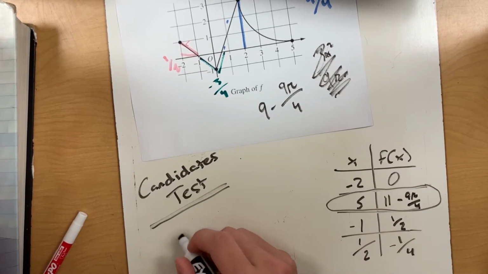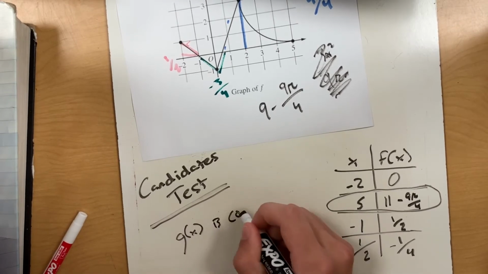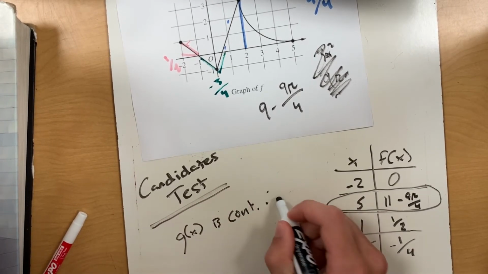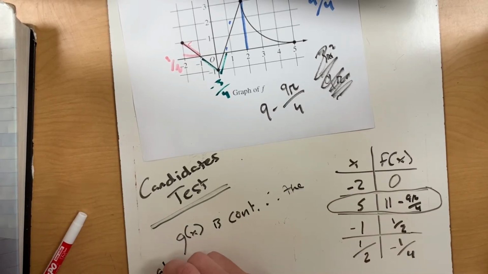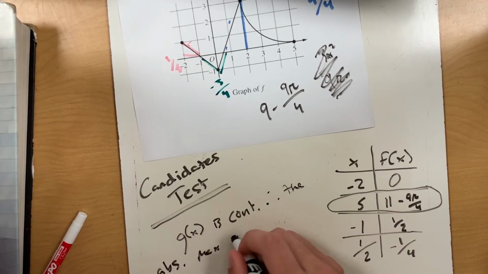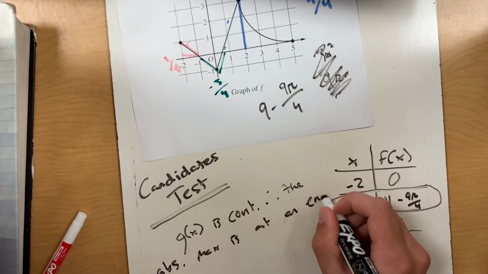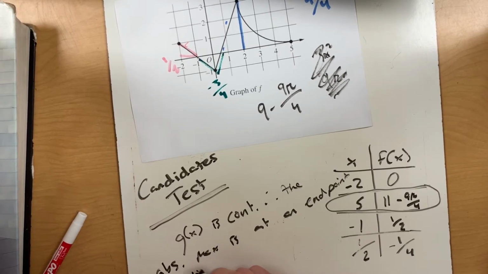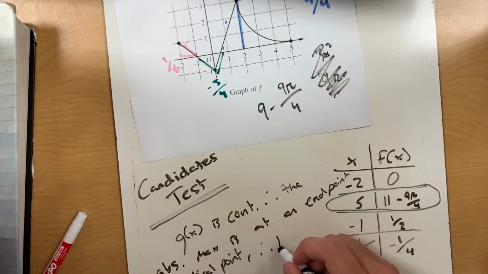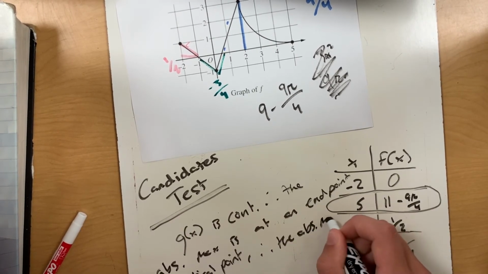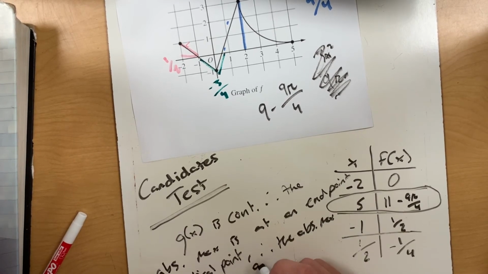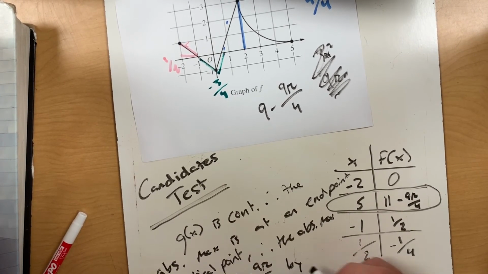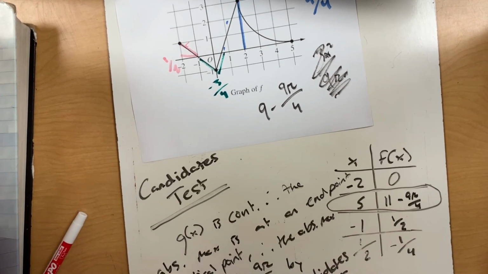So you'd say g of x is continuous, therefore the absolute max is at an endpoint or critical point by using the candidates test, obviously. And then, therefore, the absolute max is 11 minus 9 pi over 4 by, and then you'll just say candidates test. And that will be your answer.